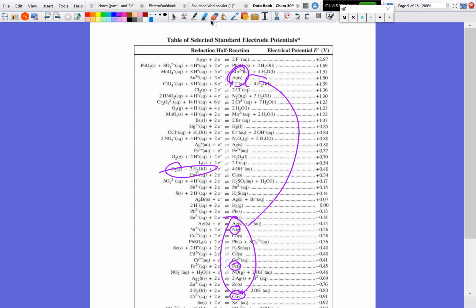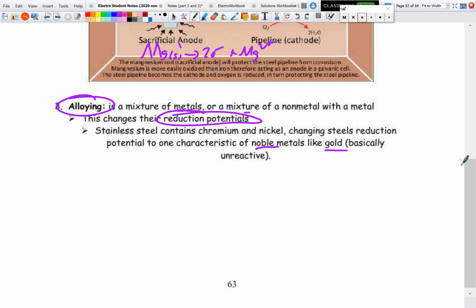So once again, to create these alloys, it's mostly a lot of trial and error. There's no formula you can plug in and it'll tell you what reduction potential it is. It's just that over the years, through lots of trial and error, people have found out certain ratios of how to mix things together and get a specific reduction potential.